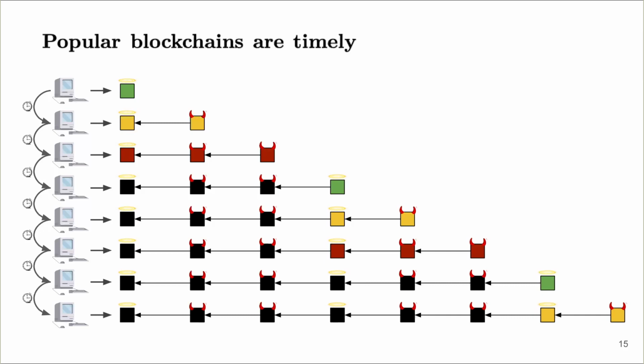Okay, so this is a proof sketch of why popular blockchains like Bitcoin, Cardano, and Streamlet are timely. In the paper, we calculate the exact timeliness parameter V for each of these protocols, Bitcoin, Cardano, and Streamlet, and also have a generic proof for longest chain protocols.